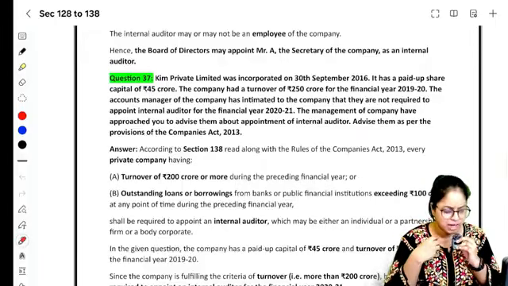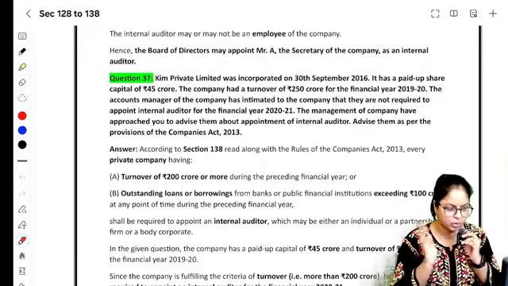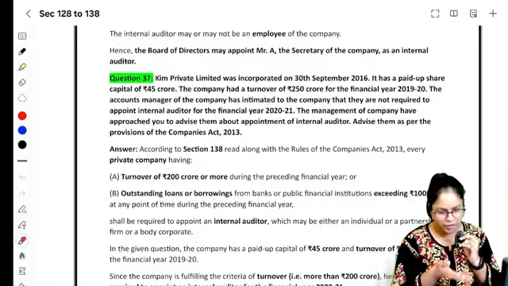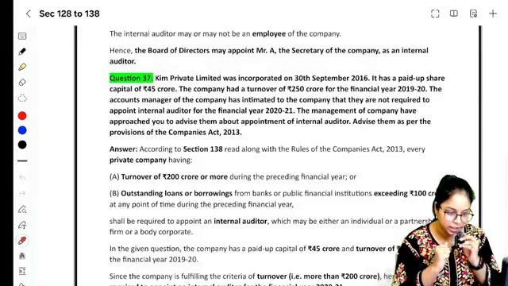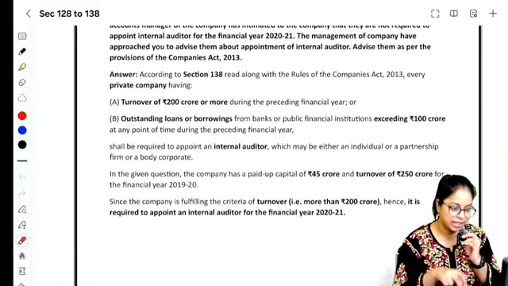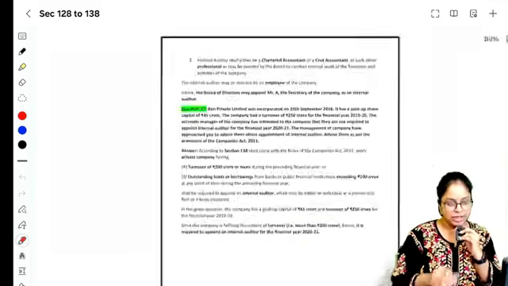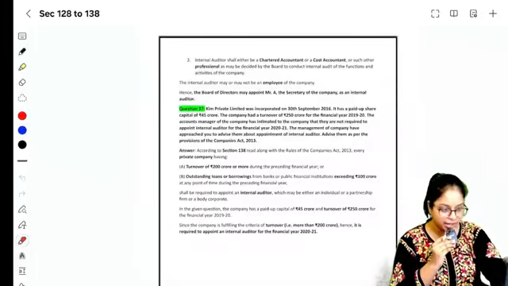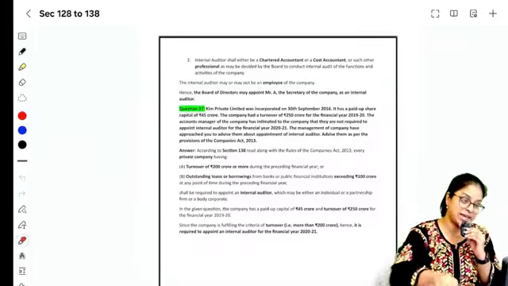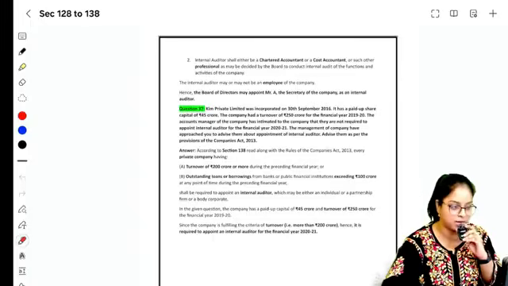You will tell yes, because for a private company the conditions are turnover greater than or equal to 200 crores, borrowings greater than 100 crores. You have exceeded it, so you have to appoint an internal auditor, right? So that is what we are going to be saying. So you are required to appoint the internal auditor. So that's your entire section 138. Next, let's move on to the last section and the most important section of the chapter, corporate social responsibility, CSR.